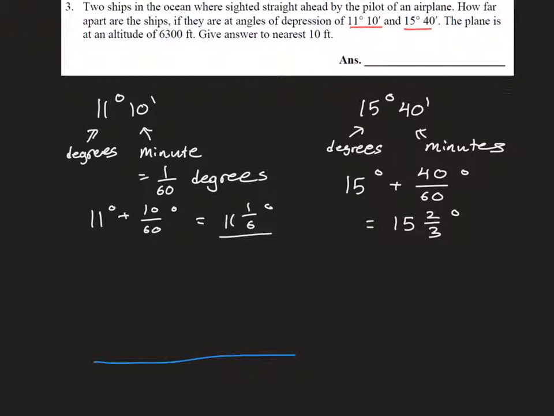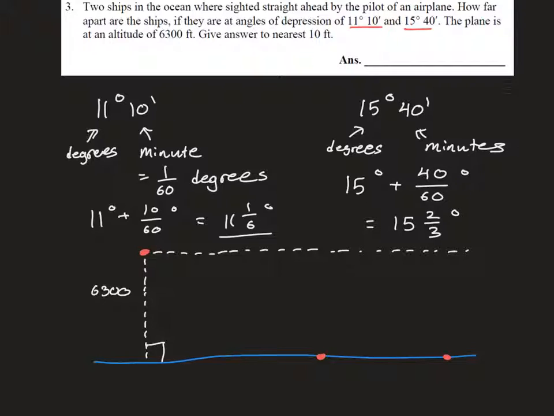We have to draw the diagram and see where the plane is and how that places the ships. So we know the plane is at an altitude of 6,300 feet, and that's measured at a right angle to the sea. Also, the two ships are at those angles of depression. So, what's an angle of depression? If we draw a horizontal line, it's what angle the ships are down from that line.